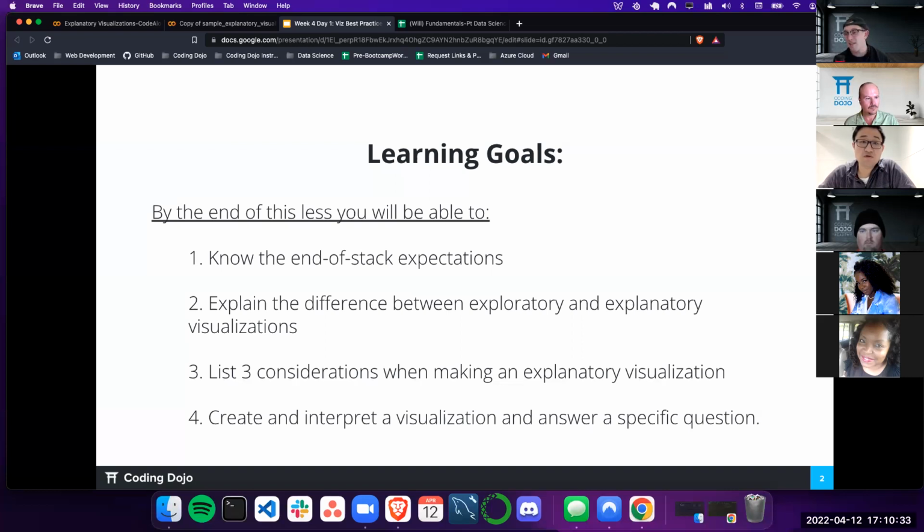And then you still have to have 80% of attendance, meaning that you can only miss 1. So still come to class today, come to class on Thursday, and then you'll be good to go. So are there any questions about end of stack expectations, any sort of things I can clear up? Sorry about the confusion there for a second. Any questions at all?